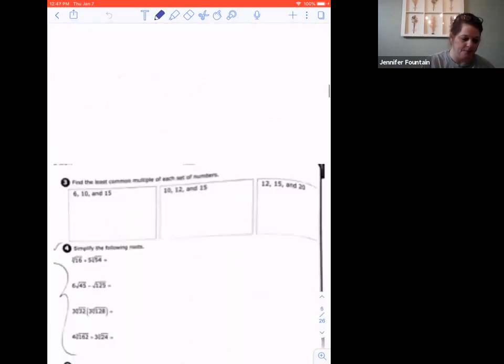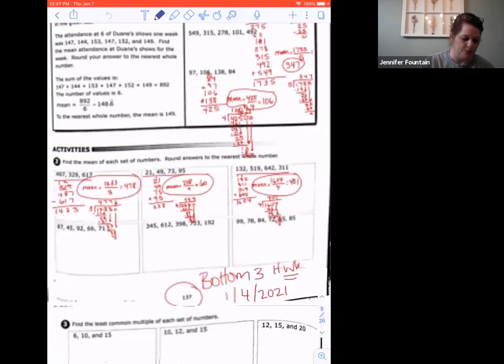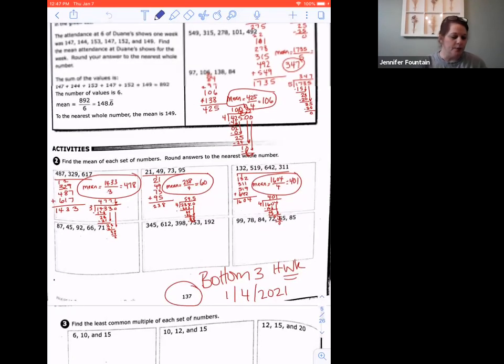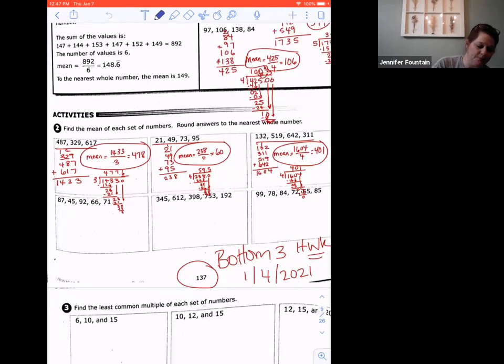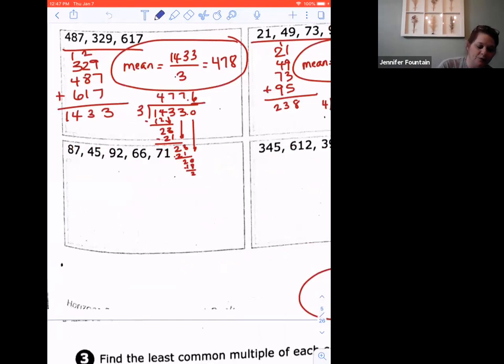Okay, we were finding the mean of each set of numbers. Remember, when we talk about the mean, we are talking about the average of numbers. You add your set of numbers together and then divide by the number of numbers that you added together. In our first grouping of this bottom one, we have 87, 45, 92, 66, and 71.